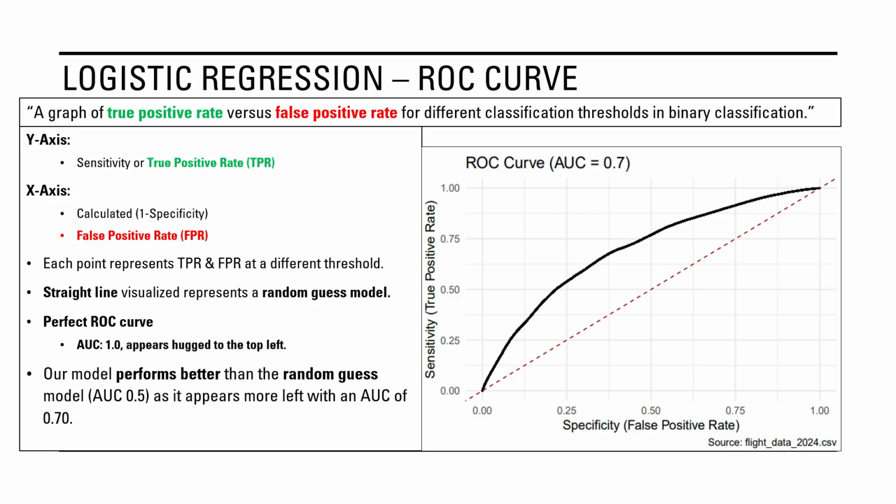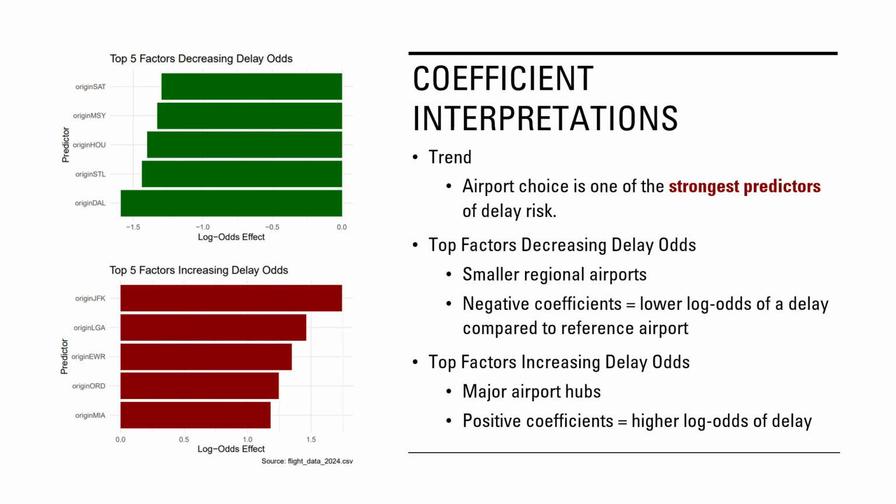And this generally means that our model performs better than a random guess model, although a perfect prediction would be an AUC of 1. So still a little bit of work to go. These charts below show which factors most strongly push delay odds up or down.